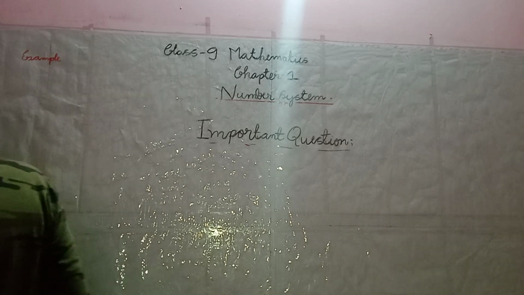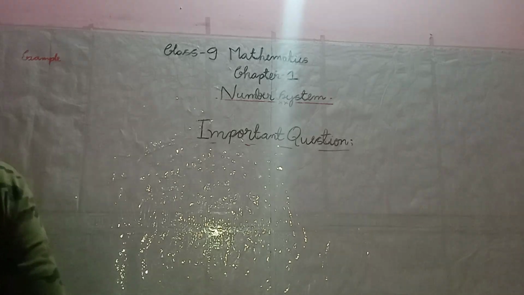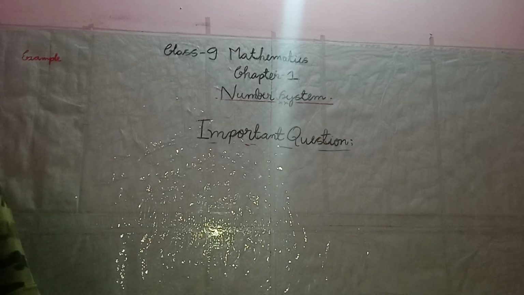The next important question is example 8, which is also of the same type. Next is example 9, which is also of the same type. And the next ones are in exercise 1.3, the third question, which is also of the same type, and the fourth question of exercise 1.3. Let us move on to the next exercise.